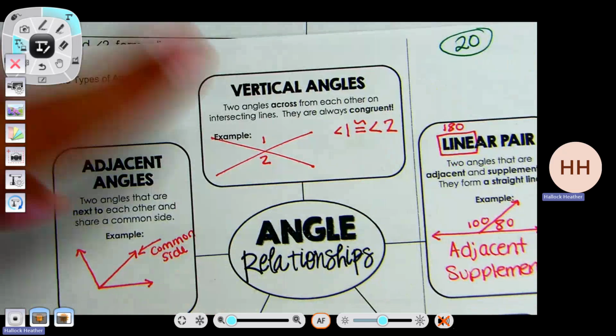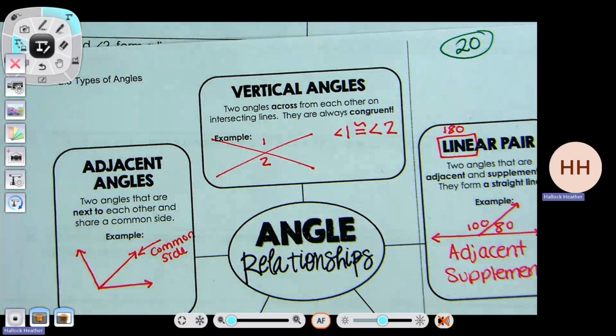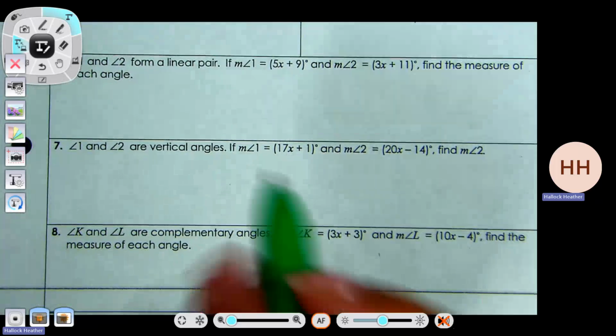So if I look at my vocabulary sheet, vertical angles look like this. It's like a crisscross and they're above and below. So when in doubt, we're going to draw it out. When in doubt, draw it out. So number 7, we're going to make a little crisscross.